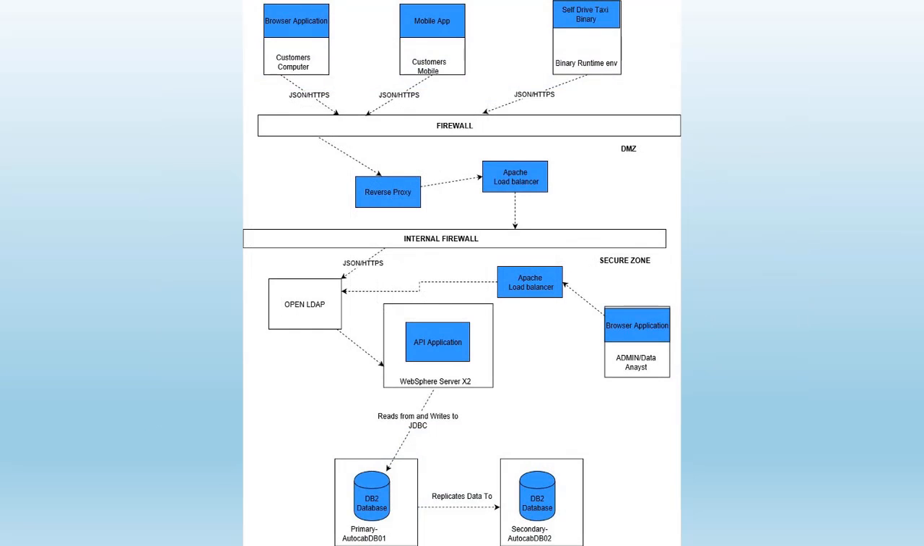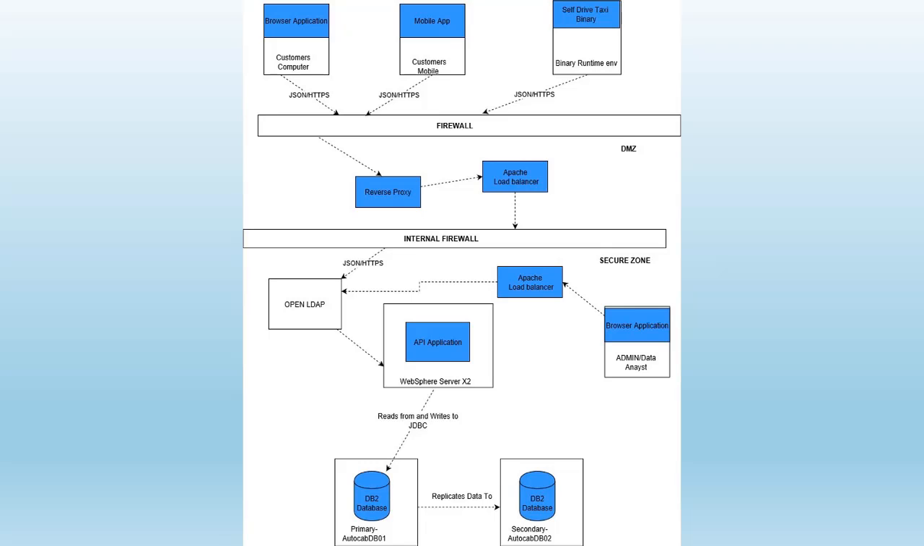So this is the AutoCab deployment diagram that I have come up with. Maybe what you have come up with looks like mine or completely different, but that's perfectly okay. In my example, I have an internal and external client. Let's start from the top. There's a binary application running in a self-drive taxi, which talks to the API application via a reverse proxy. Similarly, both the mobile and the web client communicate with the core application via a reverse proxy.